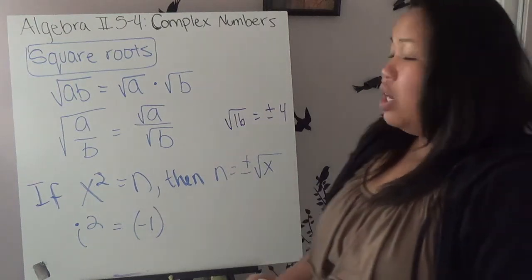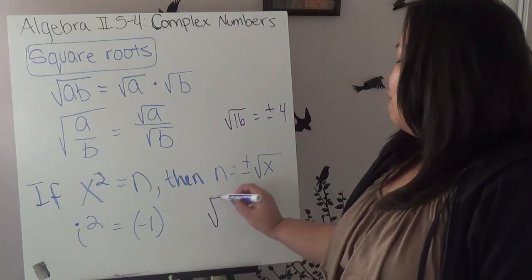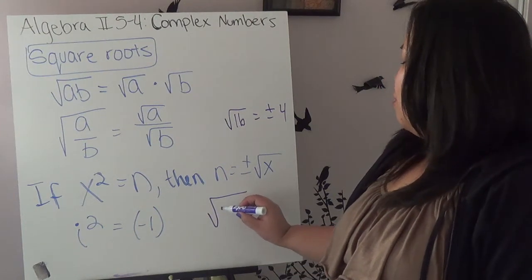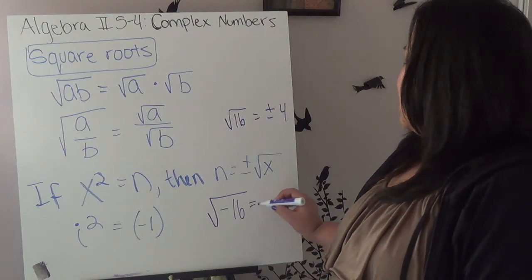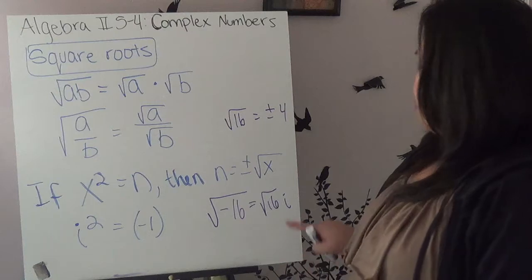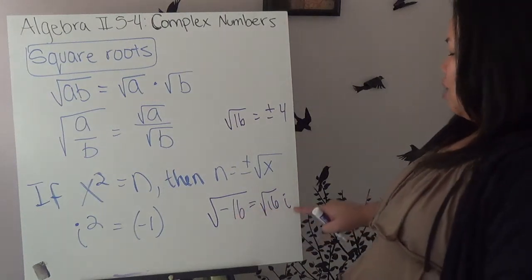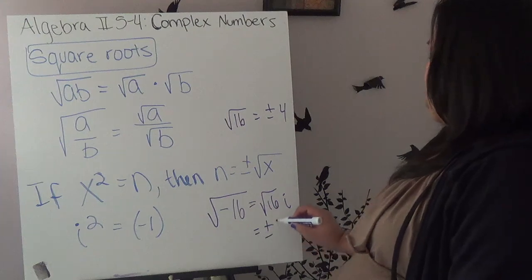This is our imaginary numbers. If you don't remember where imaginary numbers come from, they come from a negative in a radical. So for example, if I have the square root of negative 16, this is the same thing as saying square root of 16 times i, because that negative then comes out as i, and then square root of 16 is plus or minus 4i.